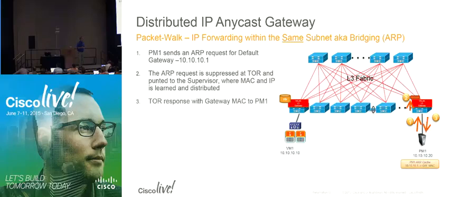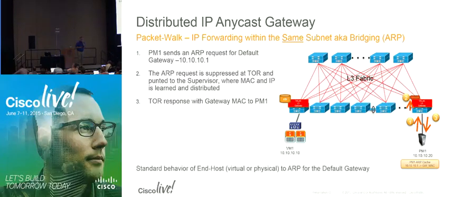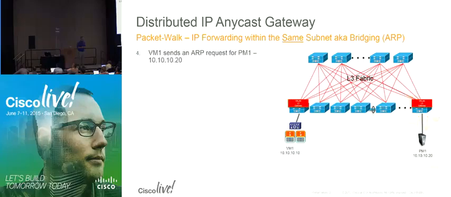And we obviously get a response on that ARP request in order to answer for VM1. So let me go to the next slide. So now we know about PM1. PM1 is known to the control plane. Now VM1 wants to talk to PM1, and we're in the same subnet, right? It's a bridging approach we're doing here. So it sends out an ARP request for PM1.